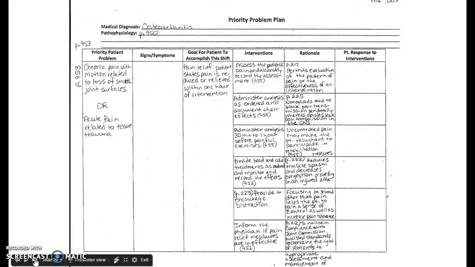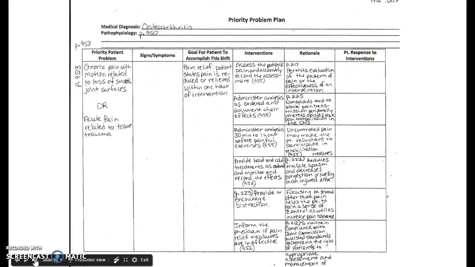from page 950. And then on page 953, again, you have one of those green boxes where it gives you your priority problem, also known as nursing diagnosis, and your goal. And this time I chose two. I chose chronic pain, which is the first one there. And it says chronic pain with motion related to loss of smooth joint surfaces. And then I put or.